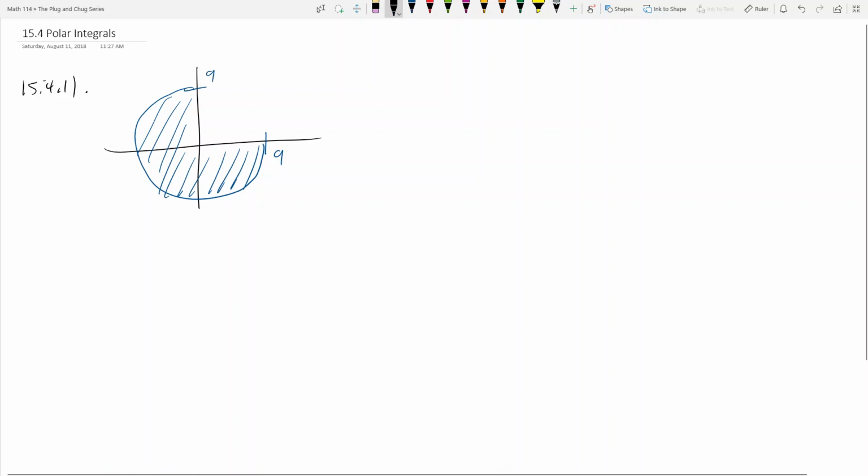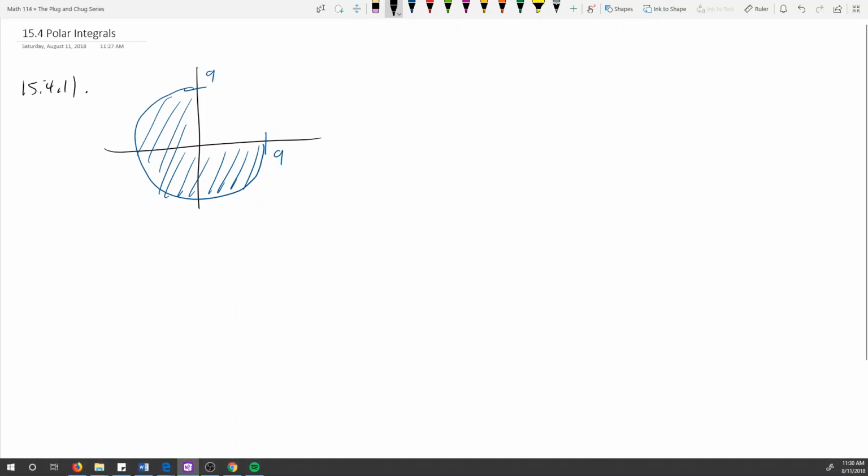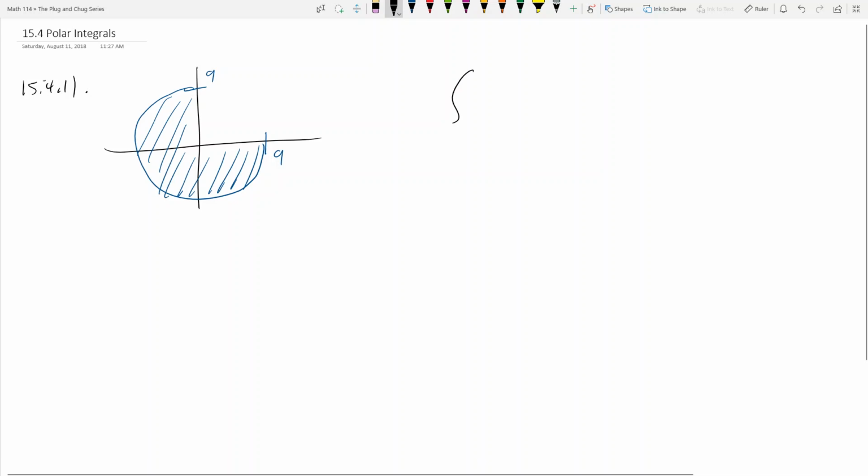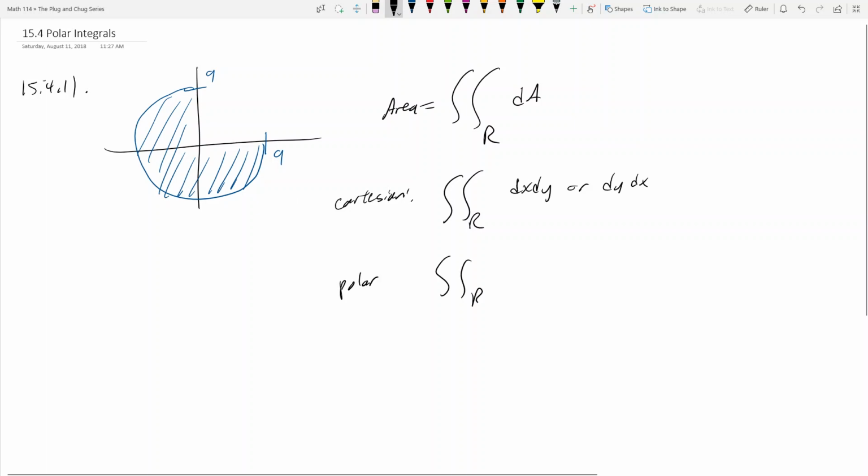So how do we figure out what our limits of integration are going to be? When we set up a region, we want to describe the region in terms of area. From the previous chapter, we learned that area is equal to the double integral over the region of dA. And I said that dA was equal to dx dy or dy dx. Well, that is in Cartesian. In polar, dA is equal to r dr d theta.